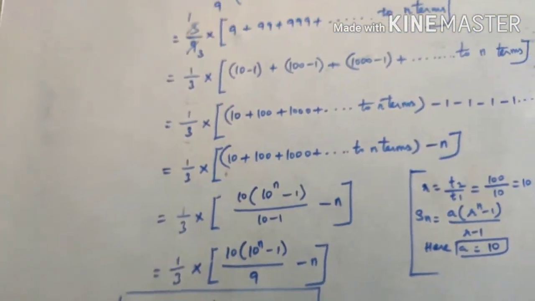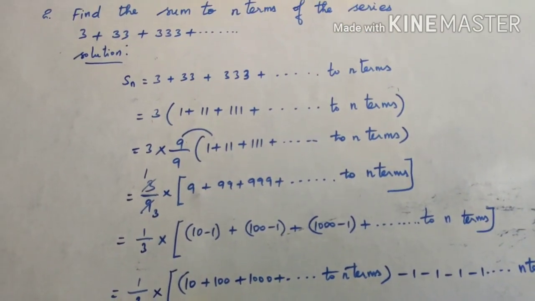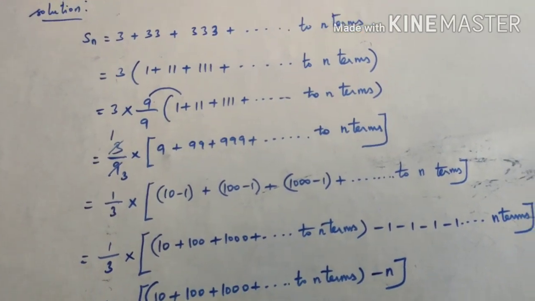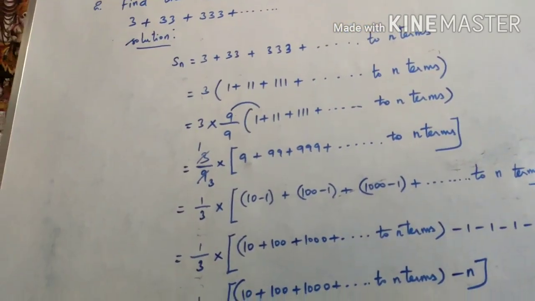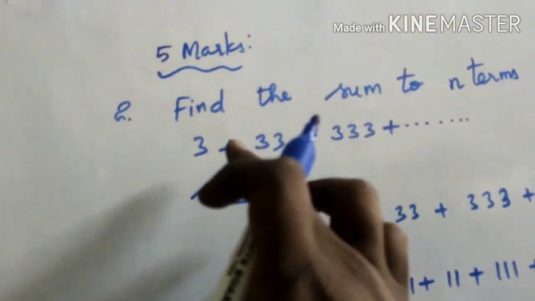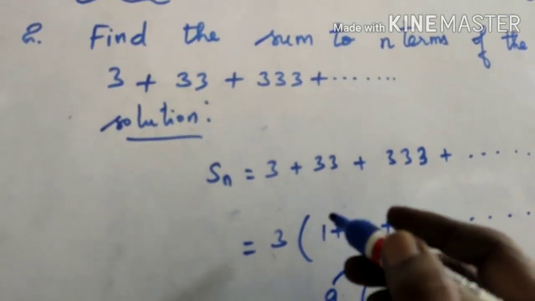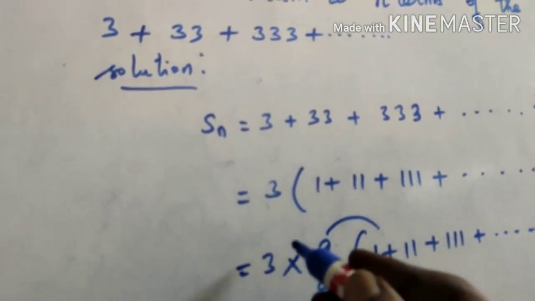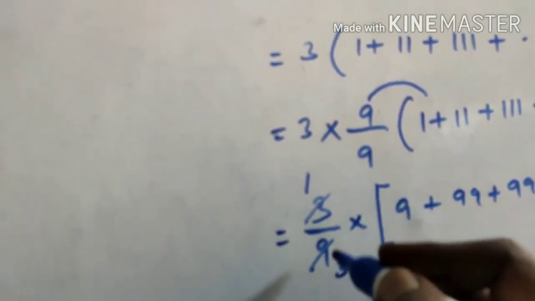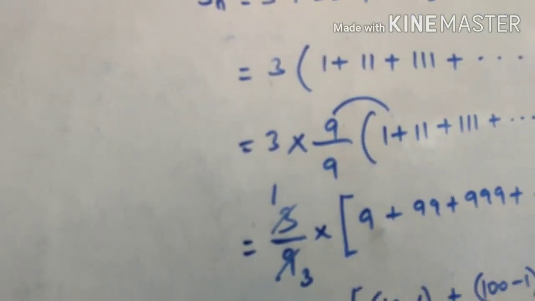So based on this model, that is 3 plus 33 plus 333, or 5 plus 55 plus 555, you can get something like 6 also. So here if you get 6 plus 66 plus 666, what happens? Here 6 by 9, you will get 6 by 9 here. So if you cancel 6 and 9, 2 by 3.